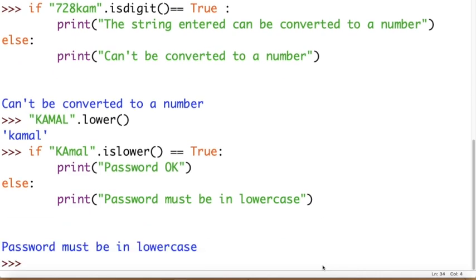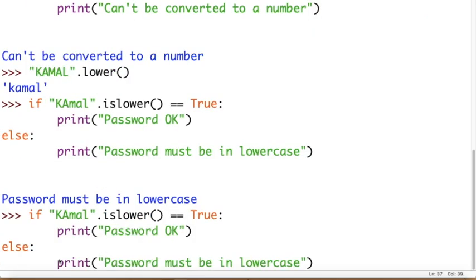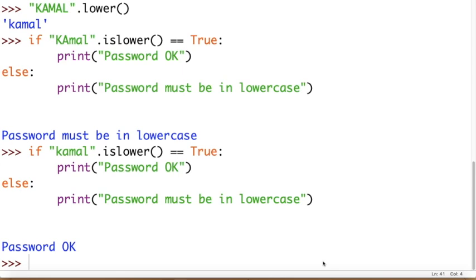Password must be in lower case, because in our string we have two alphabets in uppercase, and hence we get such output. Now let us modify the code above and see what happens if all are in small case. As you can see, I am going to modify this K and A to K, small a, and let us compile it again, and we see that password okay.